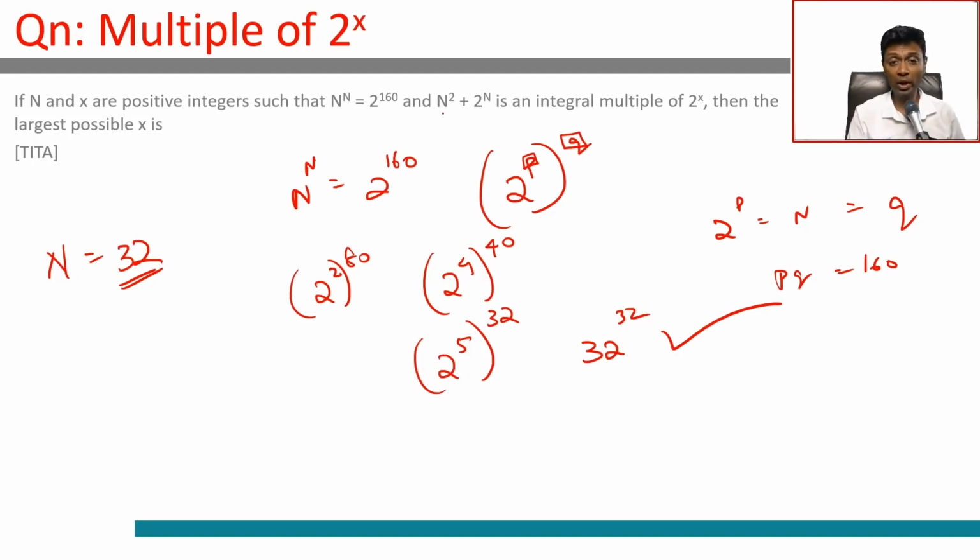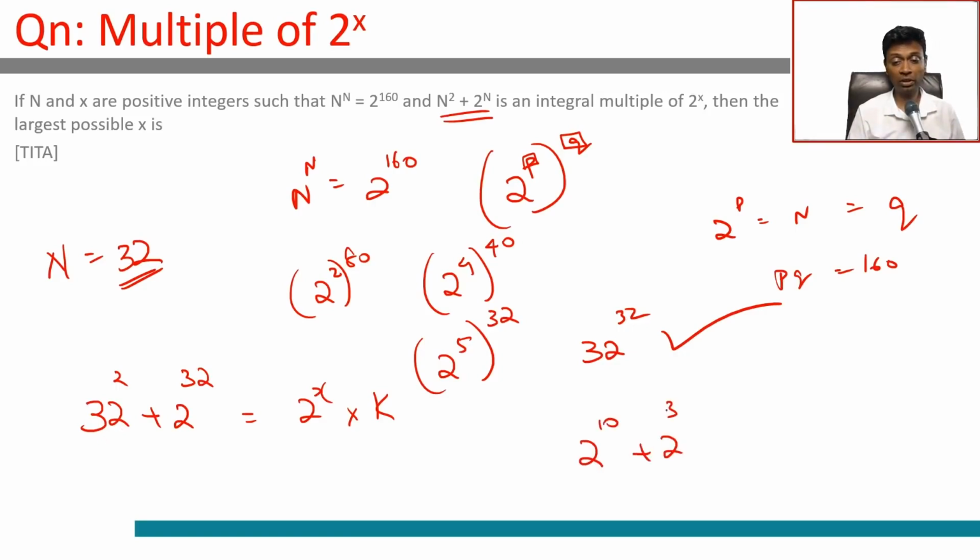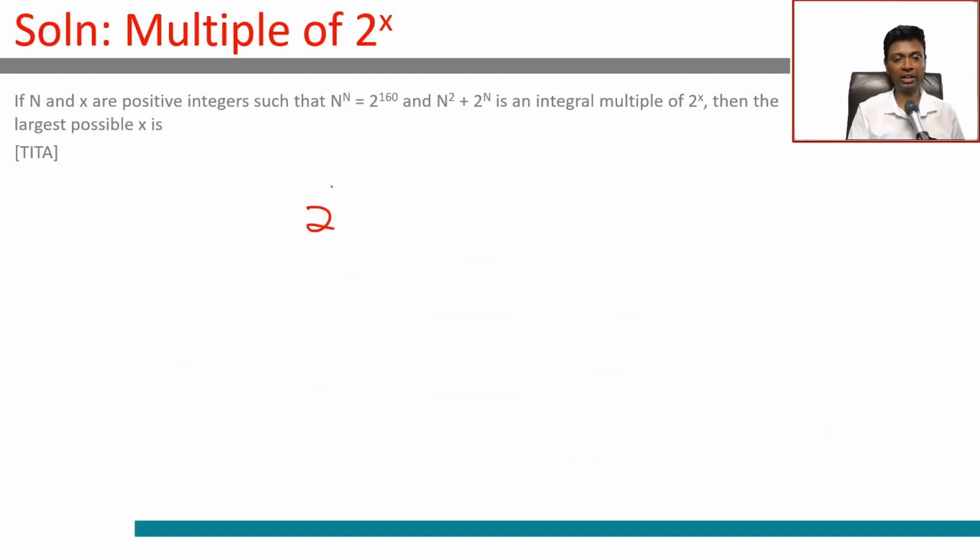32's n square plus 2 power n. 32 square plus 2 power 32 is an integral multiple of 2 power x. 32 square is 2 power 5 whole square. So 2 power 10 plus 2 power 32 is 2 power x into k. Largest possible x. Think about this. 2 power 10 plus 2 power 32 is 2 power x times k.